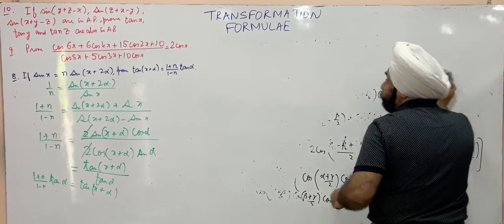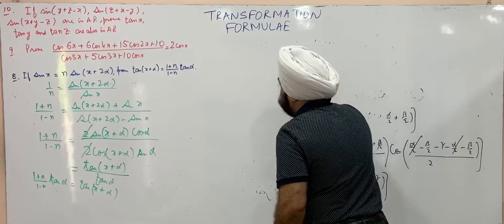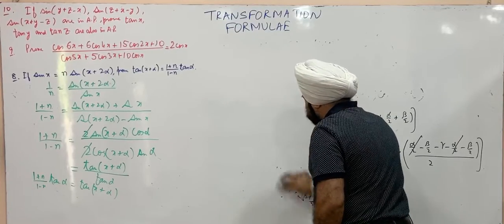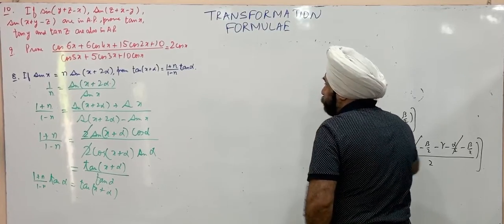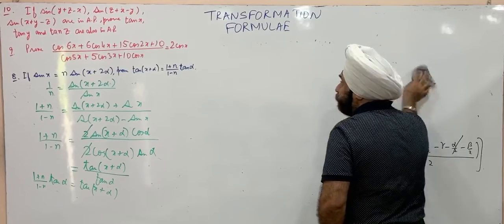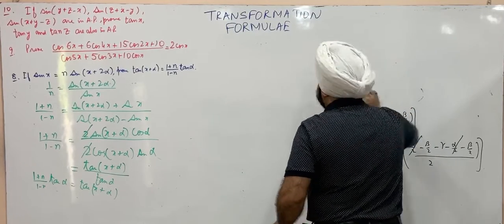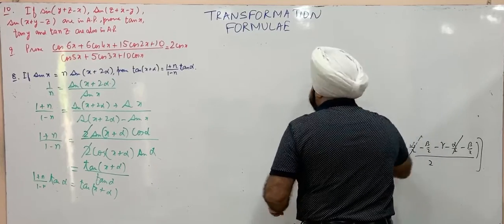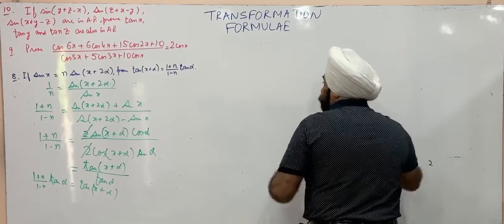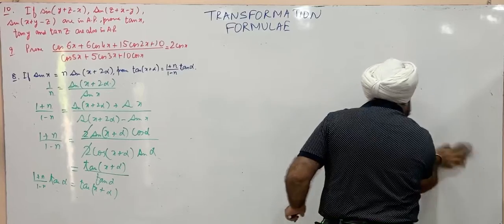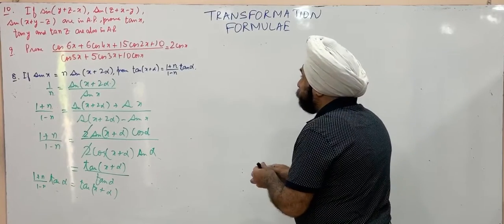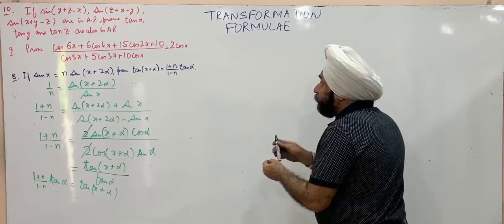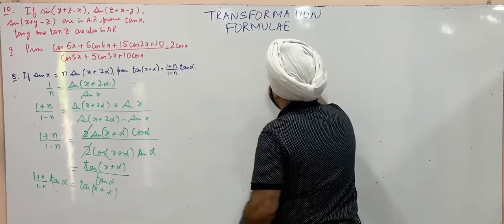The next one, we have to prove cos 6x plus 6 cos 4x plus 15 cos 2x plus 10 upon cos 5x plus 5 cos 3x plus 10 cos x equals 2 cos x. We start from left hand side.